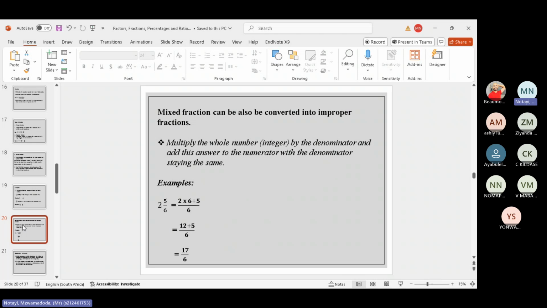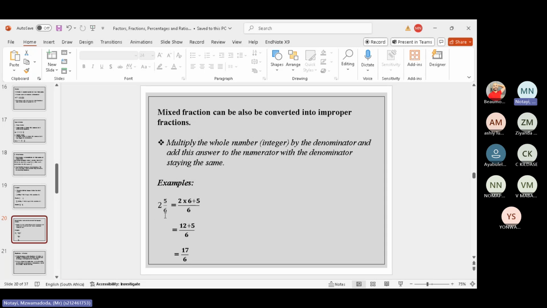Mixed fractions can also be converted into improper fractions. That means we can go the other way around. Multiply the whole number by the denominator and add this answer to the numerator, with the denominator staying the same. So we're going the other way around now.